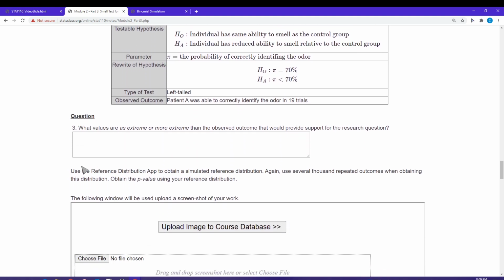So values as extreme or more extreme than the observed outcome here would be 19, 18, 17, 16, all the way down to 0.